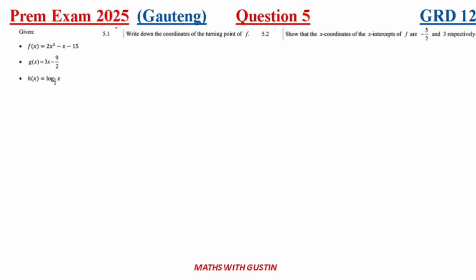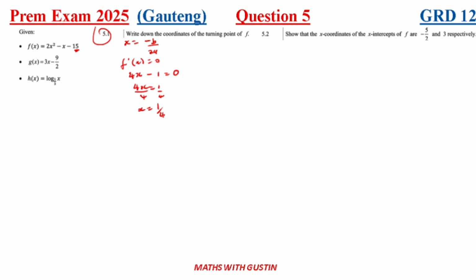So let's have a look at this one. 5.1 says write down the coordinates of the turning point. You would know that if you're given a function like that, you can either use x is equal to minus b over 2a, or you can use the first derivative is equal to 0. In this case, I'm going to use the first derivative is equal to 0. When I take the derivative of this function, I'm going to get 4x minus 1 is equal to 0, which is the first derivative. Therefore, I'm going to solve for x. I divide everything by 4. Therefore, x is equal to 1 over 4.